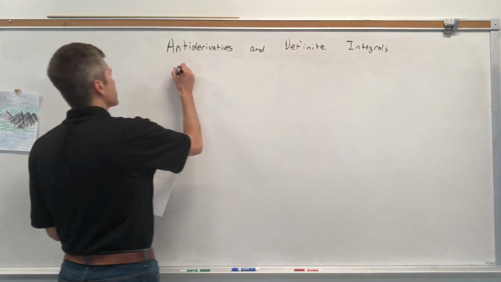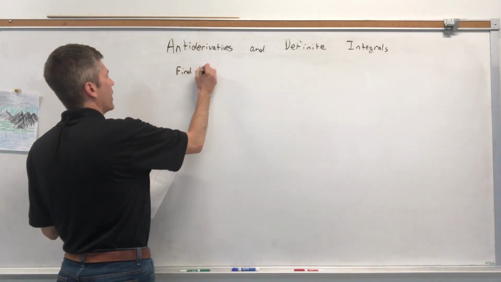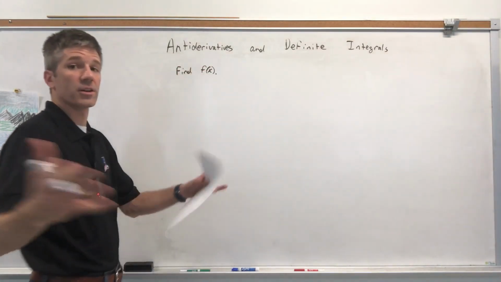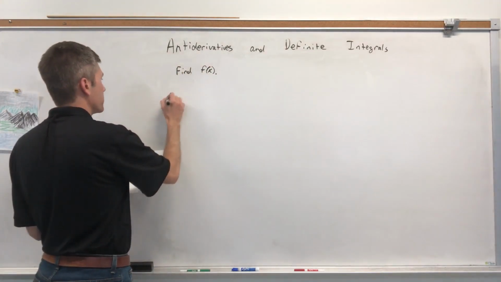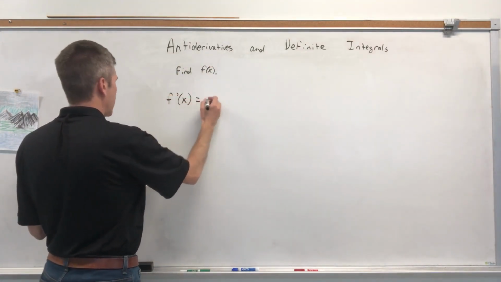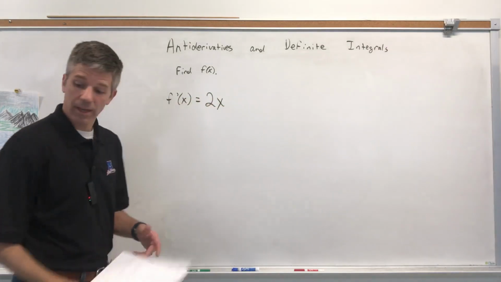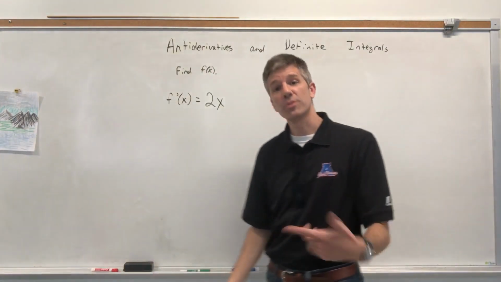So here we go. The directions are going to be to find f, so whatever the function is. And our first problem is I give you f prime, and it is 2x, and then I say, okay, what function would have a derivative of 2x?